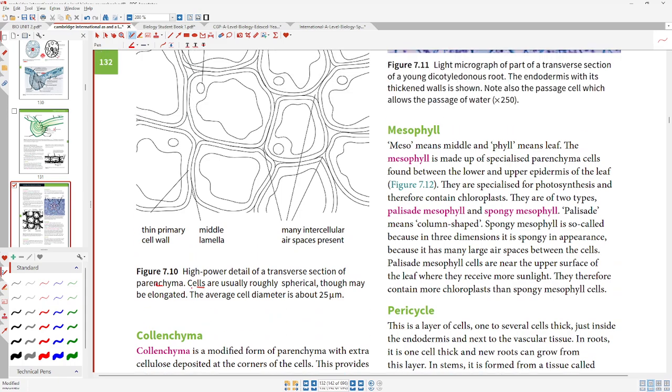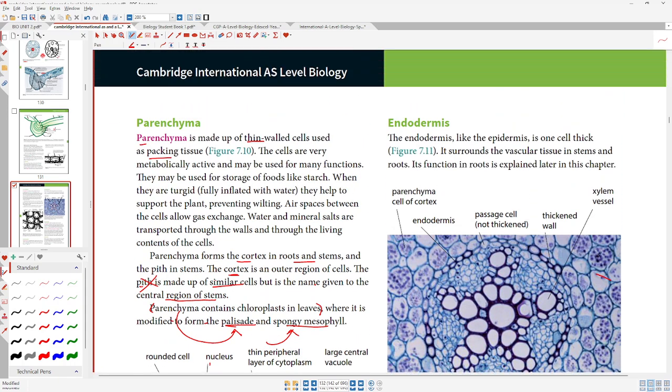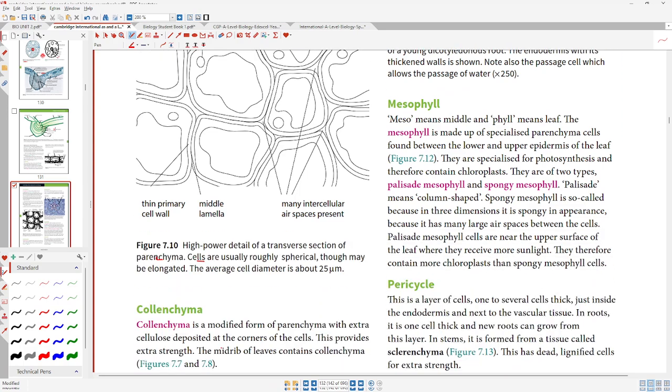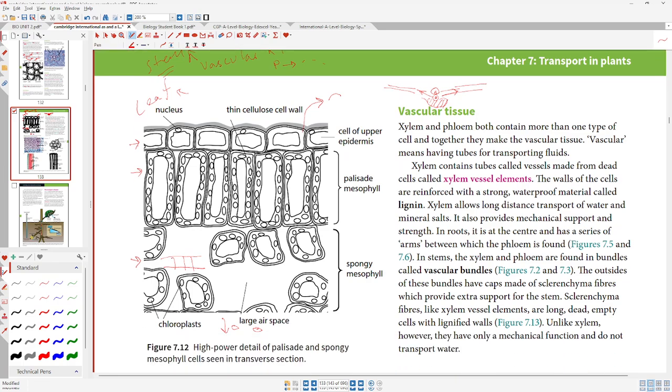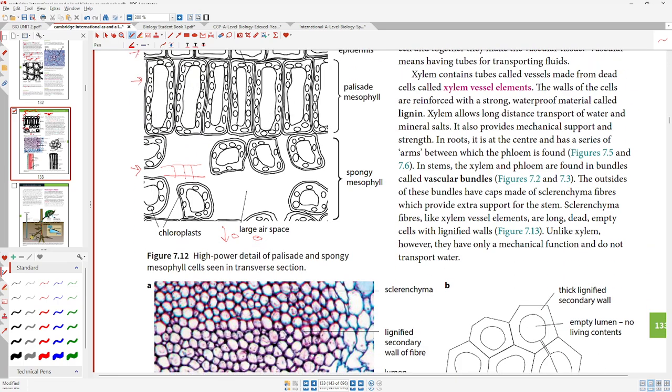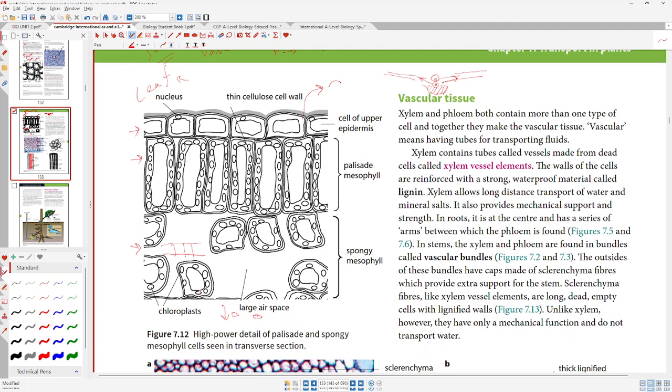Now we have collenchyma and we have endodermis. We are not talking about sclerenchyma. This is so odd to me. Sclerenchyma is mentioned here. Sclerenchyma is also mentioned here.